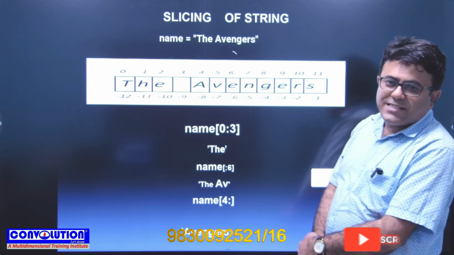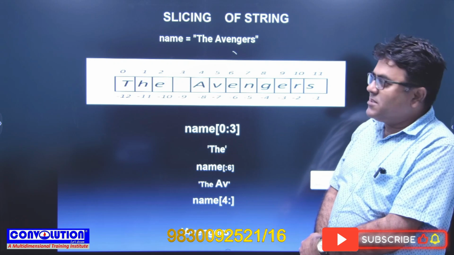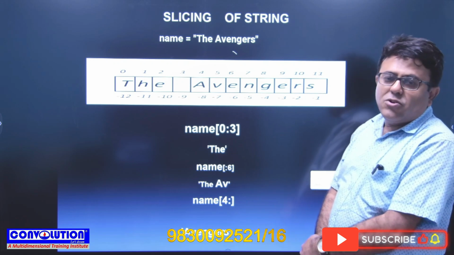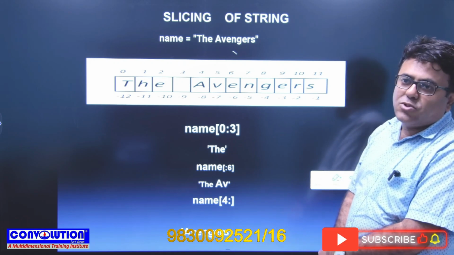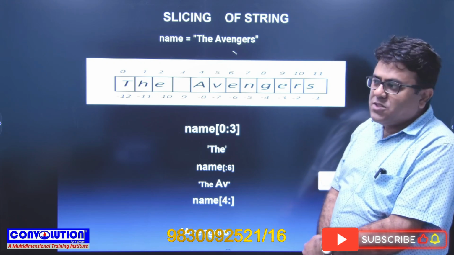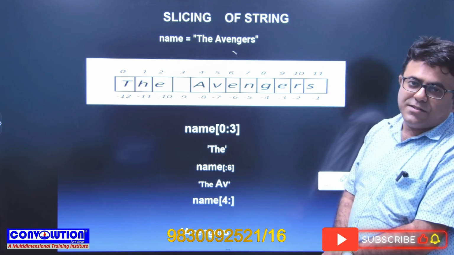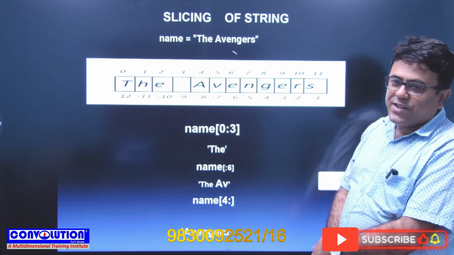So these are some small examples and representations of the slicing of string in Python. Here we have learned how the string is represented in Python and how we can extract specific characters from a particular statement. This is all about the slicing of string in Python.